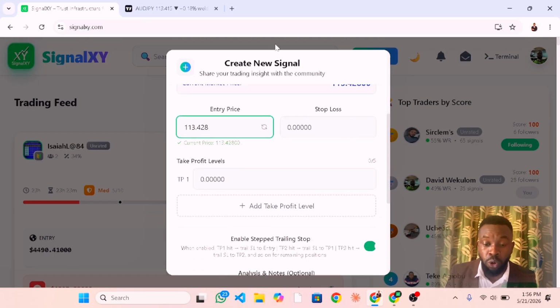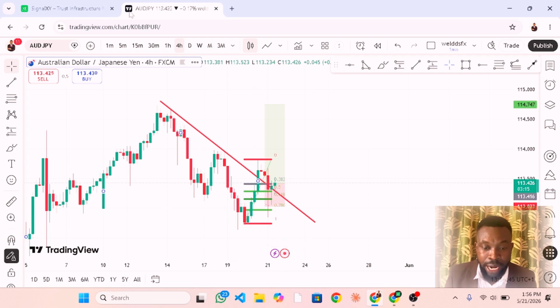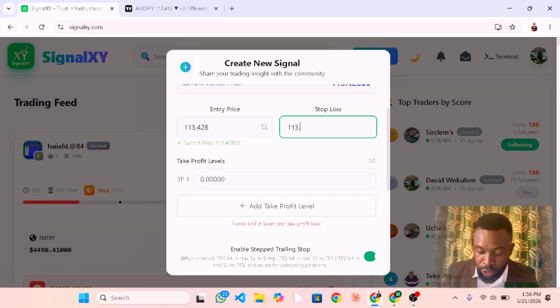So if you go back there, my stop loss is around 113.031. So that is the stop loss.